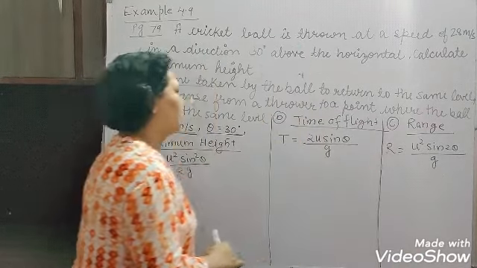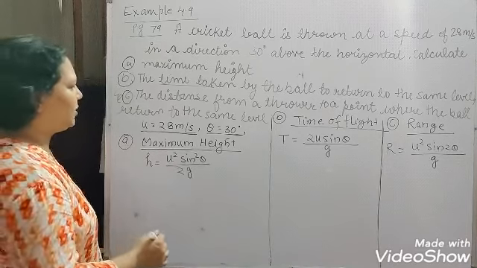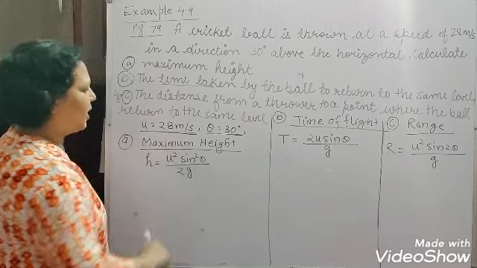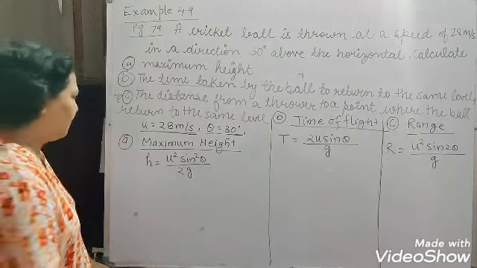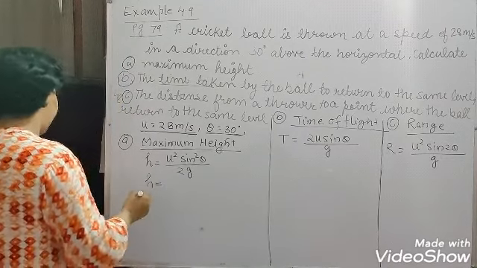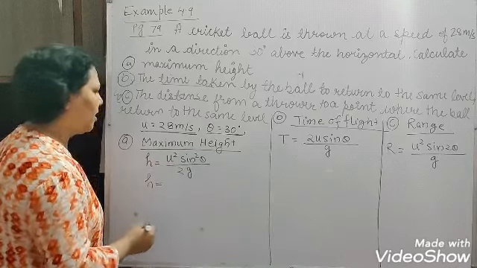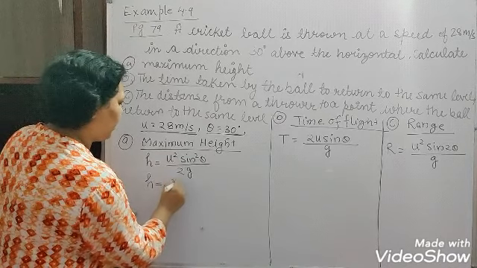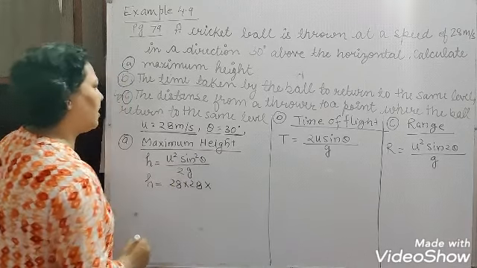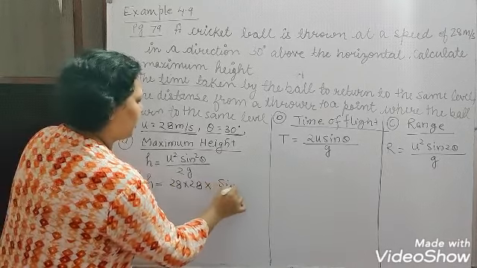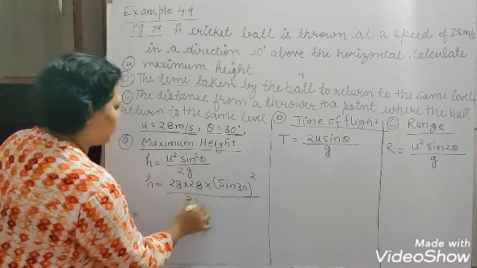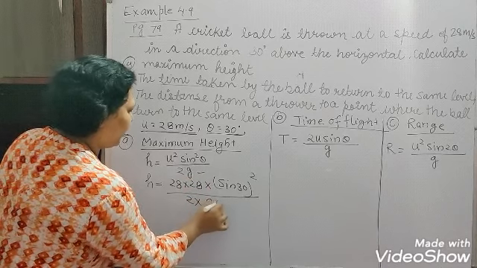So for this calculation, we'll put in the formula for the maximum height. It is h equal to u square sine square theta upon 2g. Then h is equal to u square, u is 28, then 28 sine square theta, that is sine 30, so we have to take the square of sine 30, then 2, and the value of g is 9.8 here.